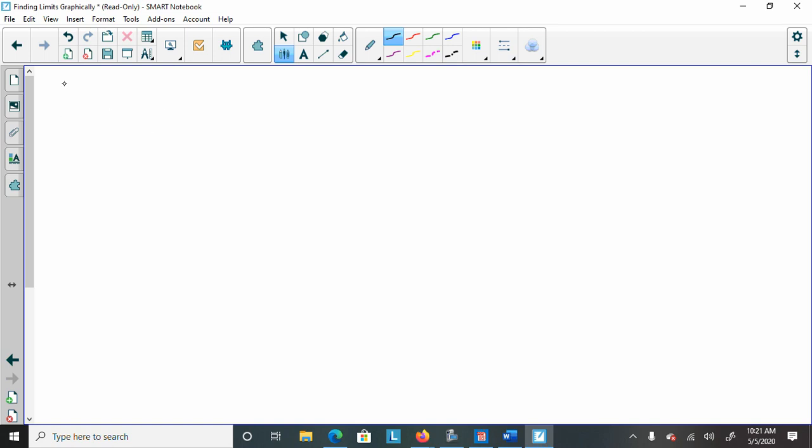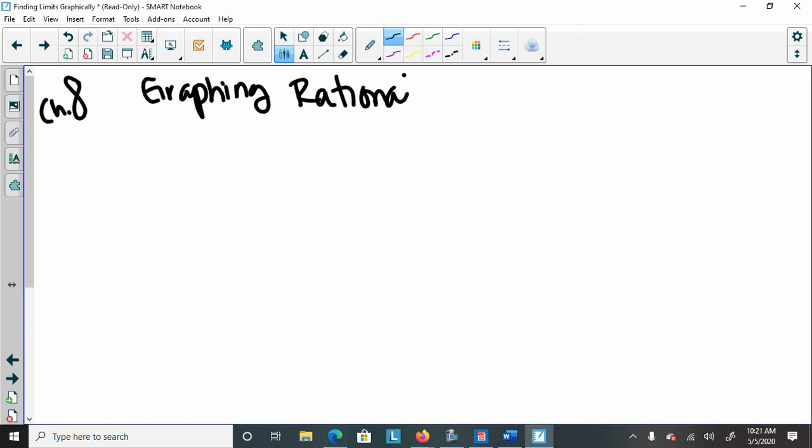So we are graphing rational functions. I think this is 8.1 or 8.2. I don't know. It's in chapter 8 somewhere. Chapter 8, we are graphing rational functions. Like I said, we're just kind of scratching the surface today.